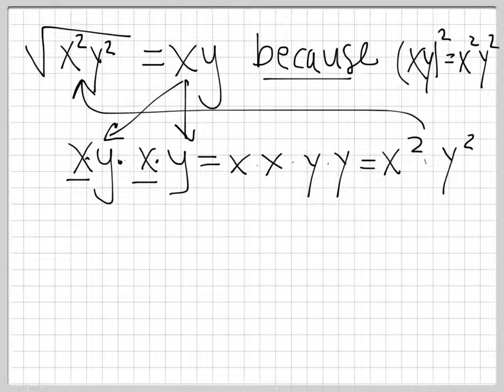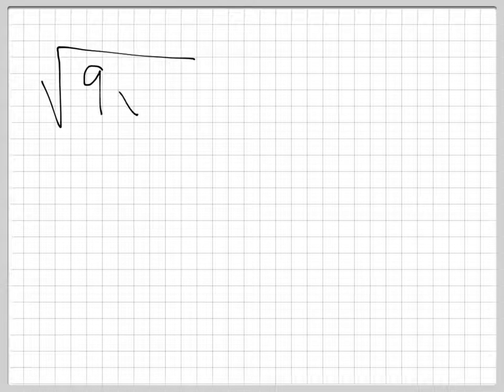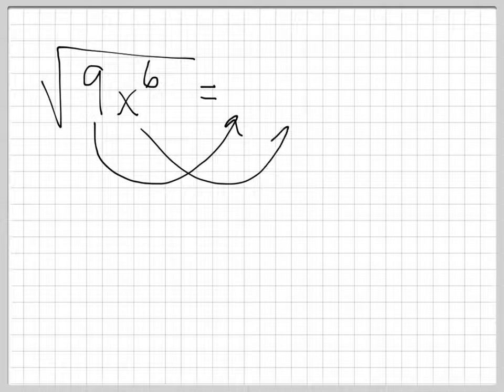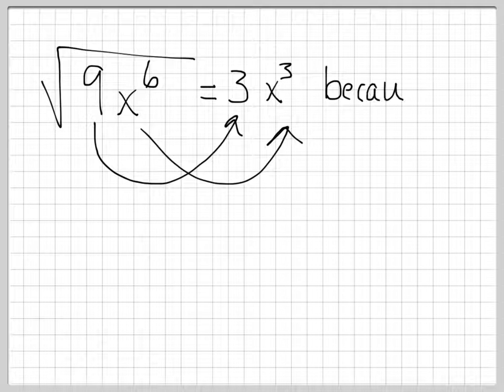So that's the really important thing about square roots. If you have 2 things going on, see how we had x squared and y squared. Suppose we had 9x to the 6th. Well, you can deal with the 9 and the x to the 6th separately. The square root of 9 is 3, and x to the 6th is x cubed.